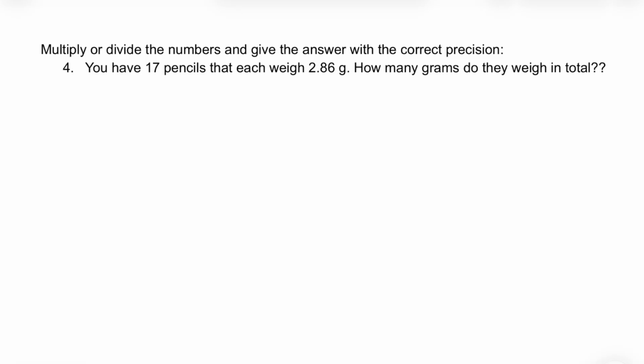And the reason for that is that I want to explain something here that we didn't really talk about in the slideshow, and it's what happens when we've counted a number, or when we have a counting number. So we know that each of our pencils weighs 2.86 grams, and to get that 2.86 grams, we would have had to have measured that. So this is a measurement right here.